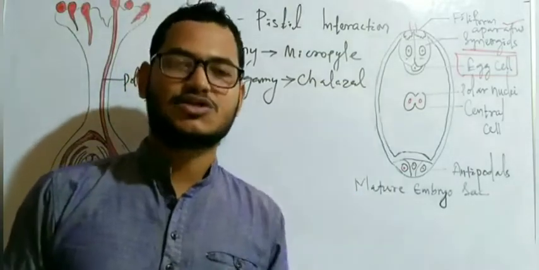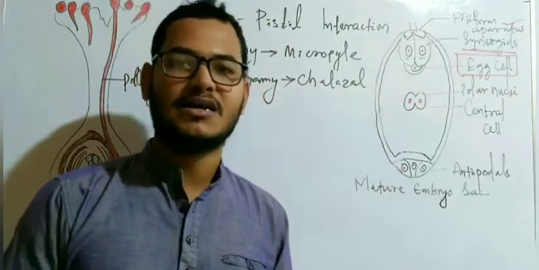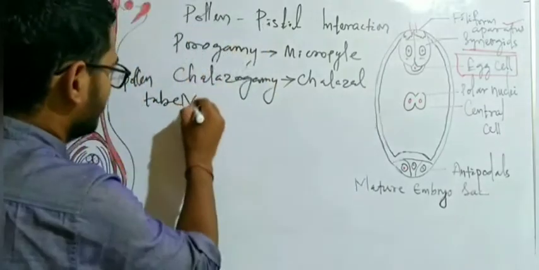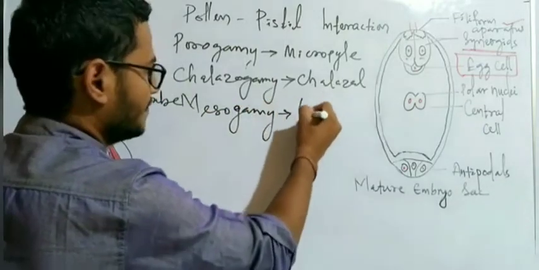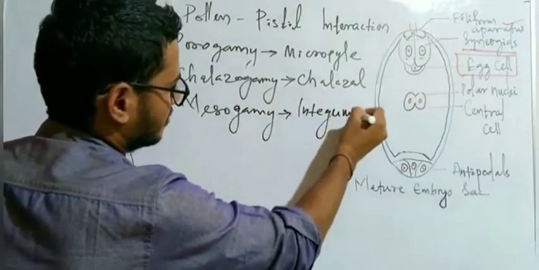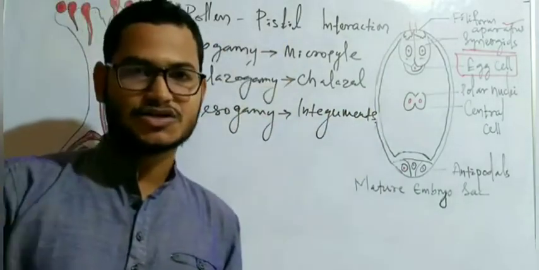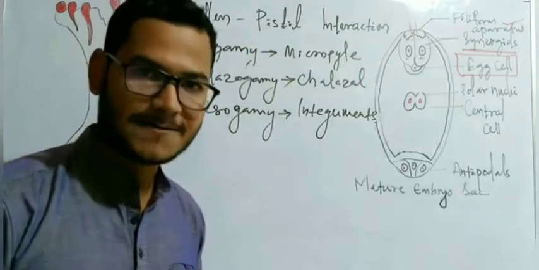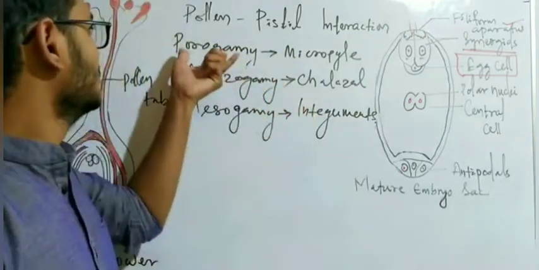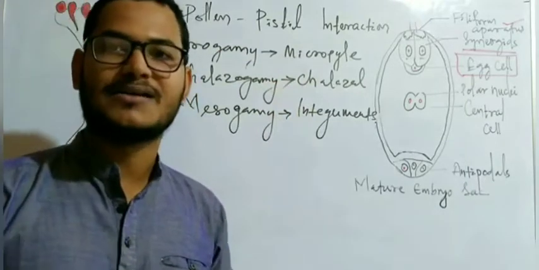Now another case is also there. Sometimes the pollen tube enters through the integument and it is called mesogamy. So it is called mesogamy when it enters through the integuments. Clear? So these are the three different cases. It depends on through which side the pollen tube enters into the embryo sac. So most of the cases it is porogamy because the pollen tube enters through the micropylar end.